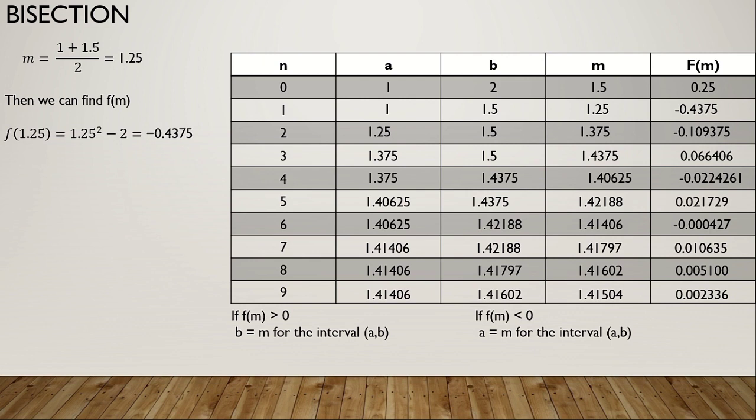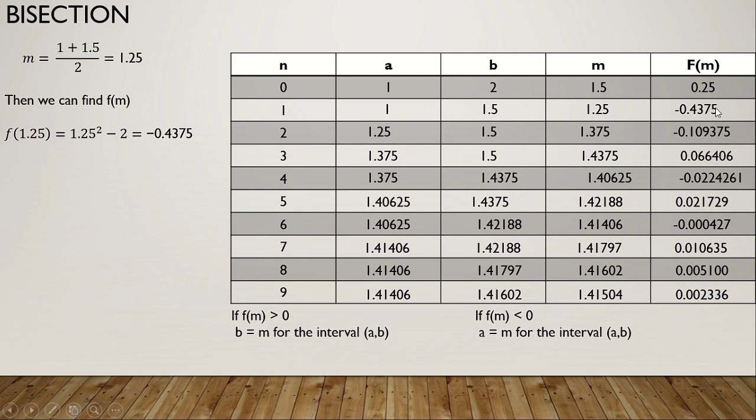So first things first, you are going to find your initial interval, which is 1, comma 2. And then you're going to find the midpoint, which is 1 plus 2 divided by 2, which is 1.5. And then you're going to find the f of the midpoint, which is 0.25, right? So the rules are, if the function of m, or f of m, is greater than 0, if this guy is positive, then this 1.5 becomes b, and then your new interval becomes 1 and 1.5, right? Good. And then you repeat the same process by finding the midpoint and then finding f of the midpoint.